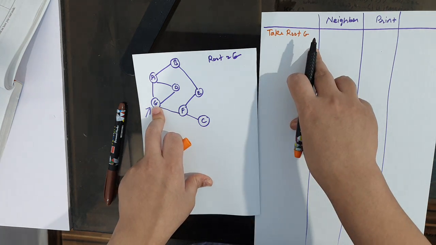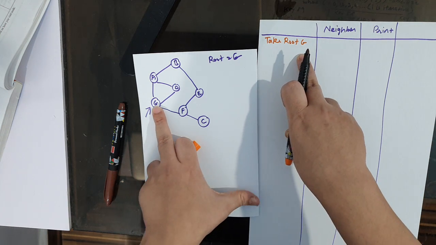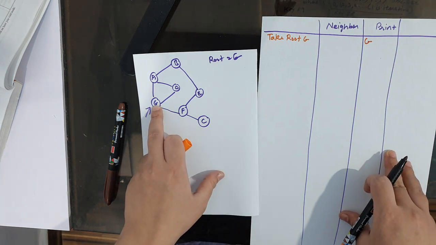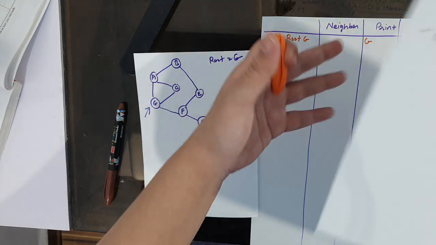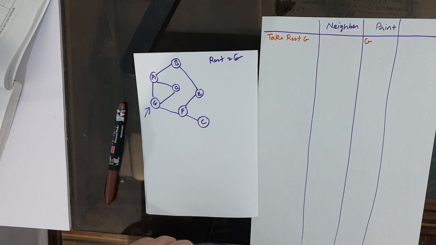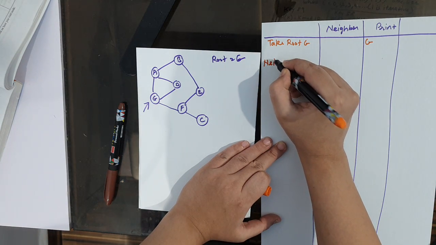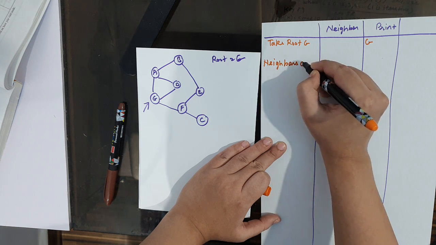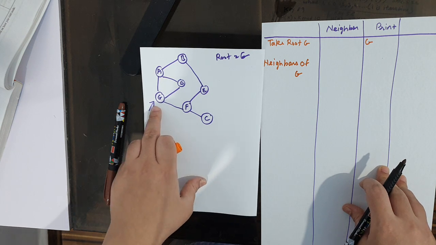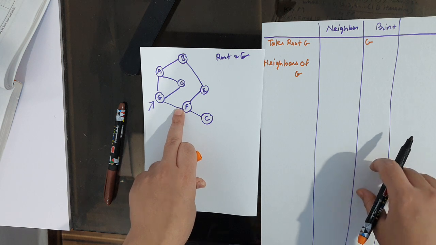So we are going to take root G first and find the neighbors. First we'll do the printing job. We'll take root G and print it to the list. Once we have printed this to the list, the next step is that once we begin with the root, we have to find the neighbors of that particular root. So let's find the neighbors of G. Which are the neighbors of G? Over here in the graph, we notice that A, D and F are the neighbors.